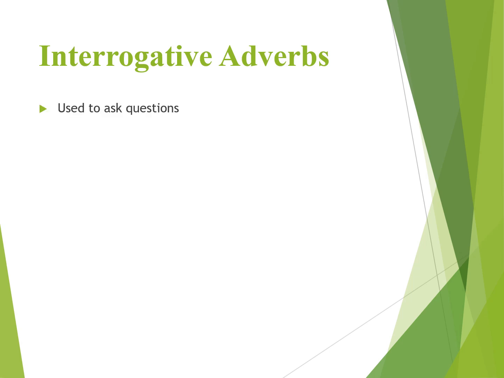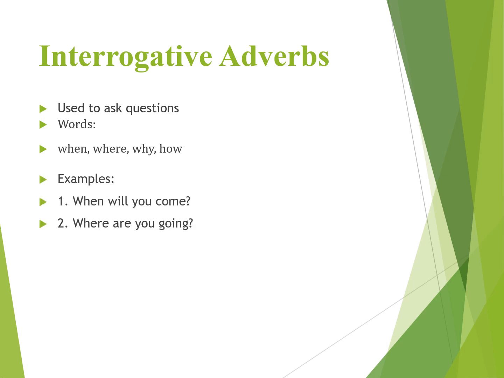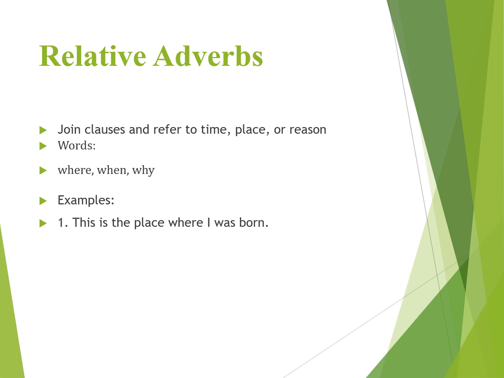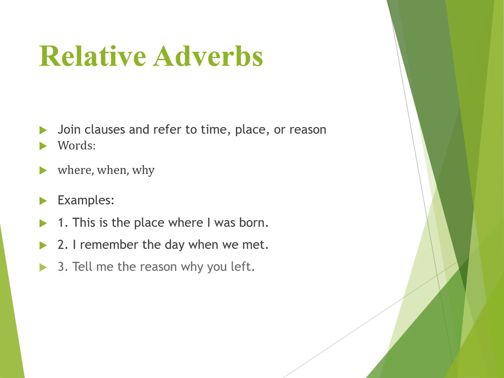Interrogative adverbs are used to ask questions. Common words are when, where, why, how. For example, when will you come? Where are you going? How did you do that? Relative adverbs are used to join clauses and they refer to time, place, or reason. Common words are where, when, why. Examples: this is the place where I was born. I remember the day when we met. Tell me the reason why you left. So here where, when, why, these words are relative adverbs.